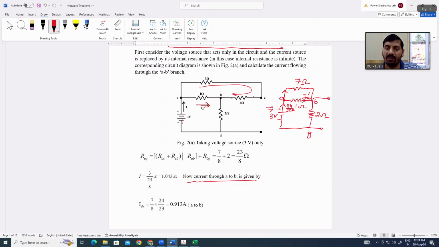This 24 by 23 ampere current is flowing through this voltage source, and it will divide in these two branches. So how can we divide this current? By inverse ratios of resistance. Yes, there is a current division rule.